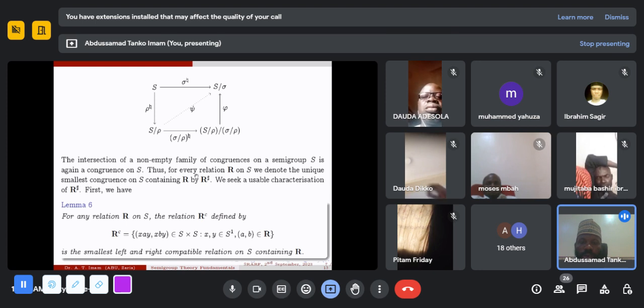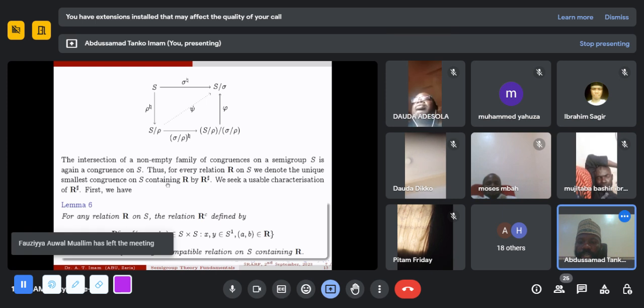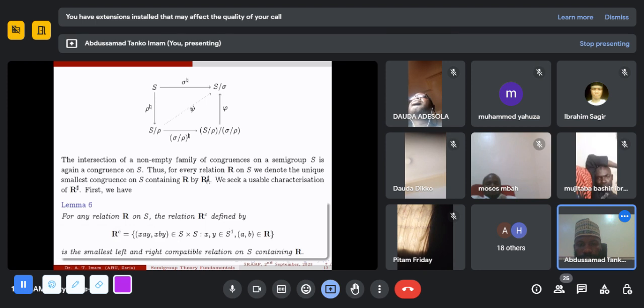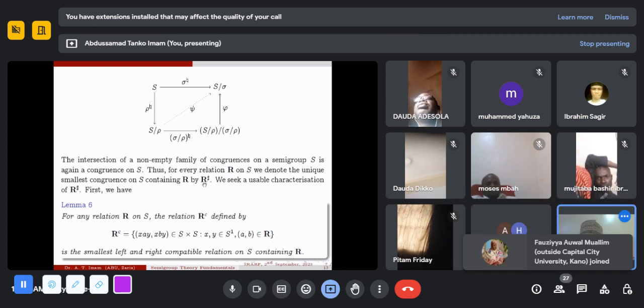And so therefore, for any given relation R, we can talk of the unique smallest congruence containing R, and we denote it by R sharp. So this notation we use, R sharp. By R sharp, we mean the smallest congruence on S containing R. And that should be the intersection of all congruences on S containing R, because the intersection of sets will always be the smallest of all of them. So therefore, that is it.